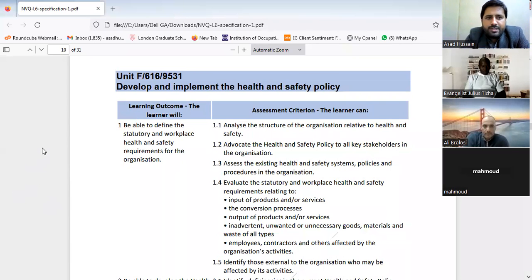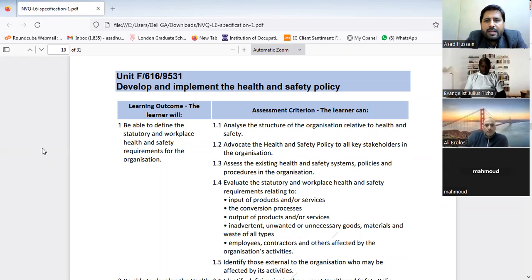Okay, now gentlemen, today we have to discuss Unit 2 of this ProQual Level 6 NVQ Diploma in Occupational Health and Safety Practice. The unit number is F/616/9531, and the name of the unit is Develop and Implement the Health and Safety Policy.